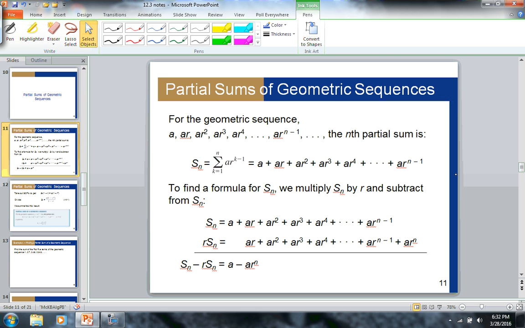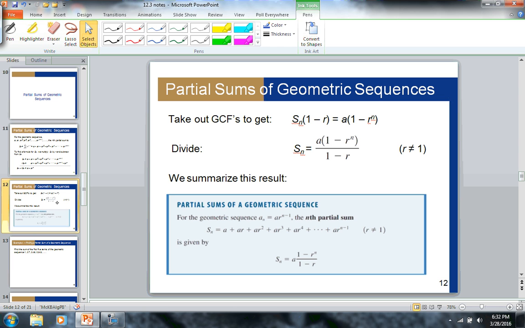Okay, and to find the formula for our partial sum, you actually take your sum and you multiply it by r, and then you subtract it from your original sum. So that's what they're showing here. This is your original sum, your partial sum. This is where you multiply everything by r. And notice that when you multiply everything by r, your terms kind of shift over a little bit. Your a is gone, and now you have a times r as your first term, so you're kind of shifting here. And then when you subtract them, everything cancels out except your first term and your last term. So that's what we're going to use then to complete our equation.